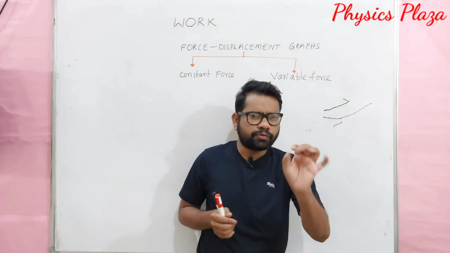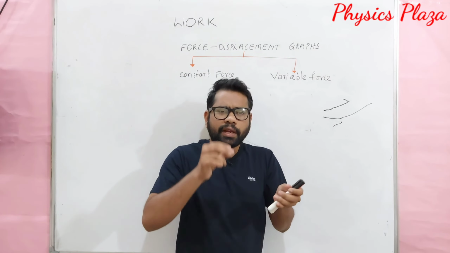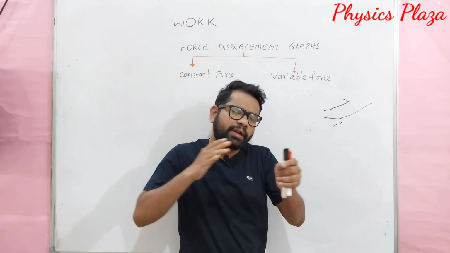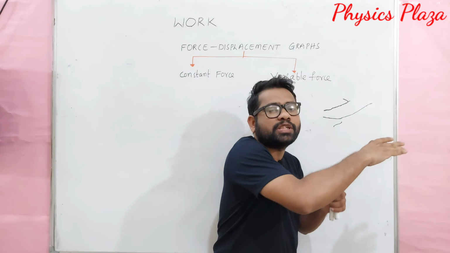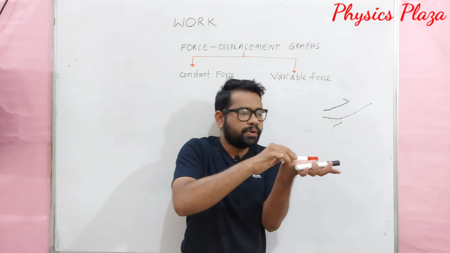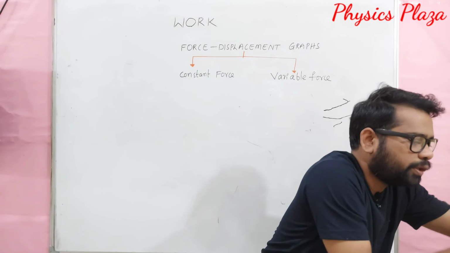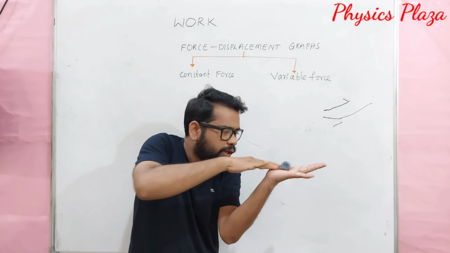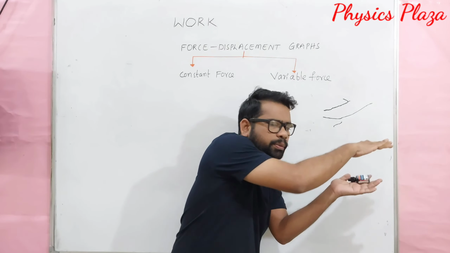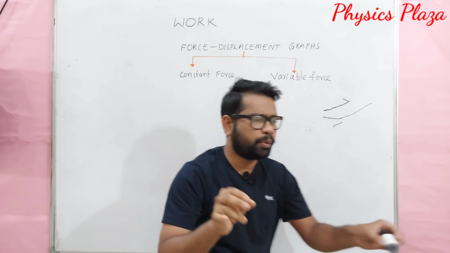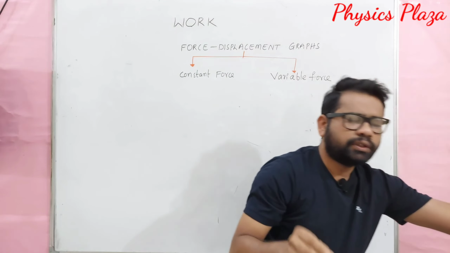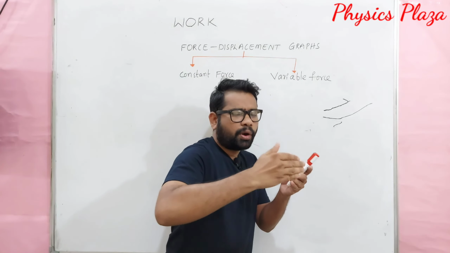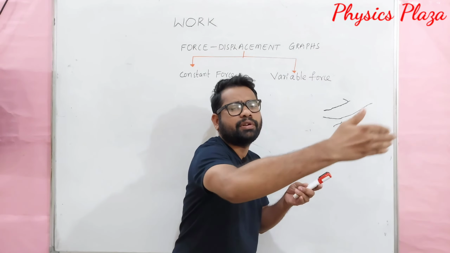Let us suppose a force of 10 newtons is acting on the body continuously, so that the body is displaced. Let us take that here is a body. At every point of time, the force acting on the body is 10 newtons only: 10 newtons, 10 newtons, 10 newtons. So the body is displaced, and the body will have different displacements.